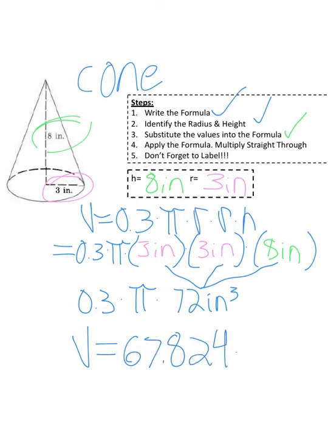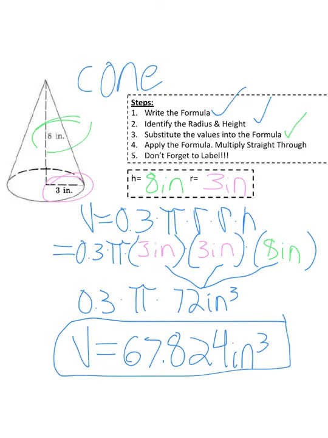67.824 inches cubed. Now remember, it's going to get smaller because this is 1/3 of the volume. So if we're chopping it into thirds, it's actually going to get smaller. And make sure you label it inches cubed.